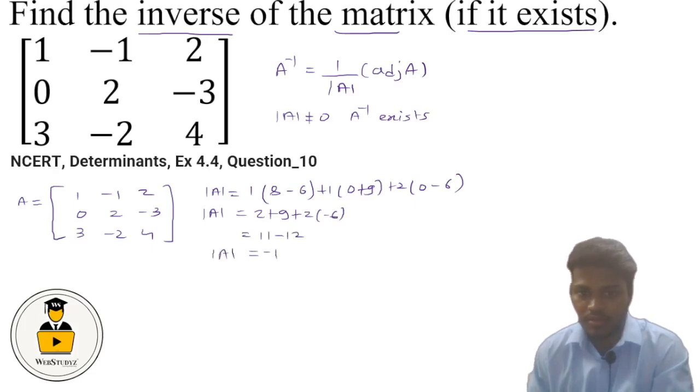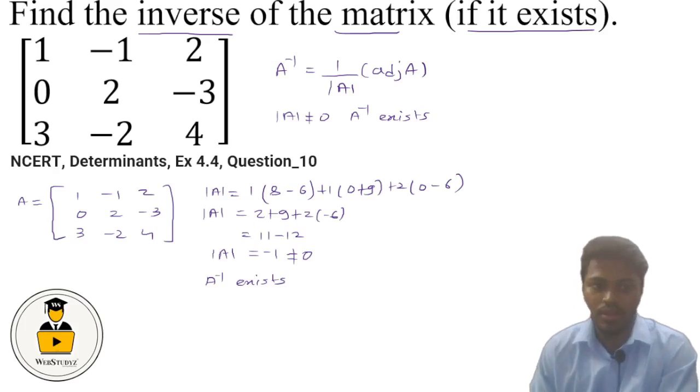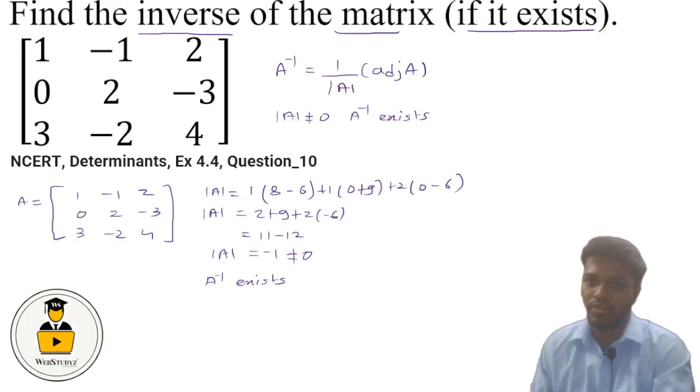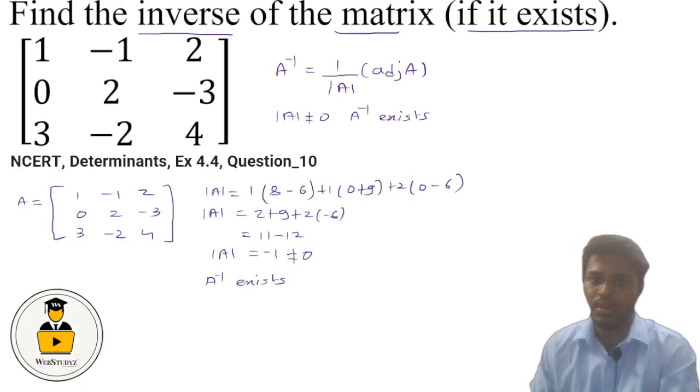So our determinant comes out to be minus 1 which is not equal to 0. So since it is not equal to 0, we can say that the inverse exists. Now let us calculate the inverse. In order to calculate the inverse, we will first calculate the adjoint, and to calculate the adjoint, we need to calculate the cofactor matrix. If we take the transpose of the cofactor matrix, we will get the adjoint of the matrix.